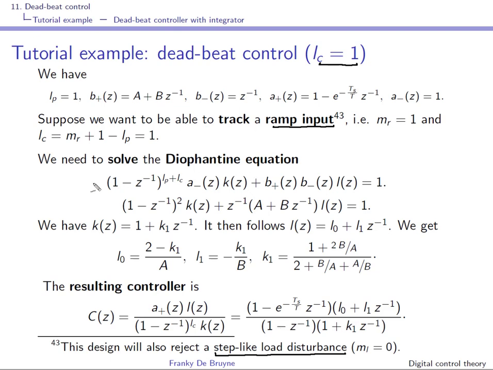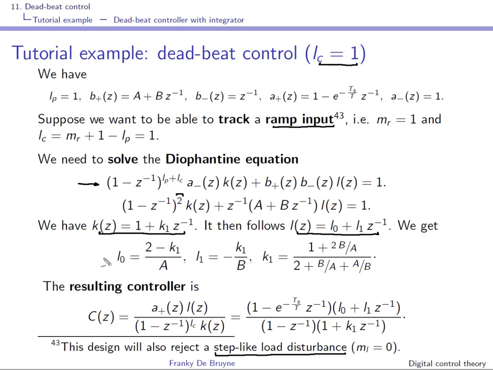So the Diophantine equation is still the same. LP is equal to 1, but now LC is equal to 1 because we put an integrator in the controller. So we obtain a different Diophantine equation because we have a square over here. We'll still take the same K of Z, but this will have an influence on the LZ, so we need to take an LZ that is first order in Z minus 1 in order to find a solution.